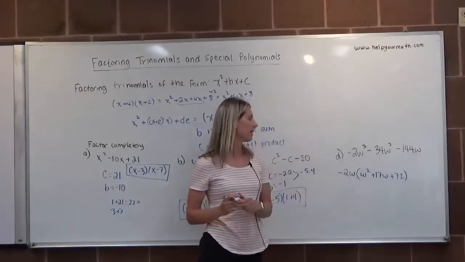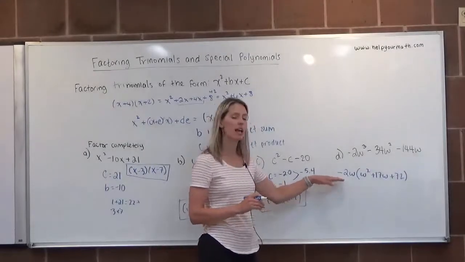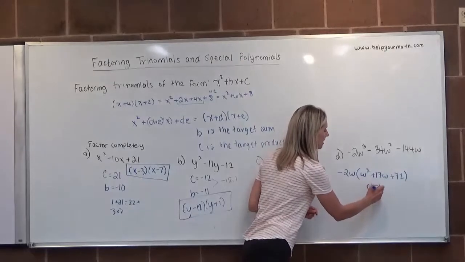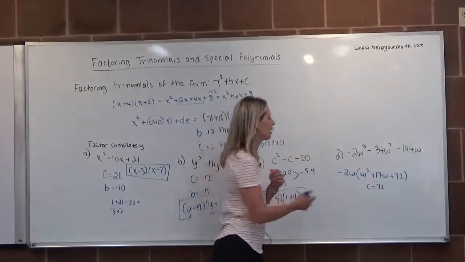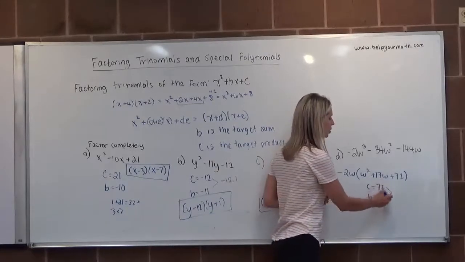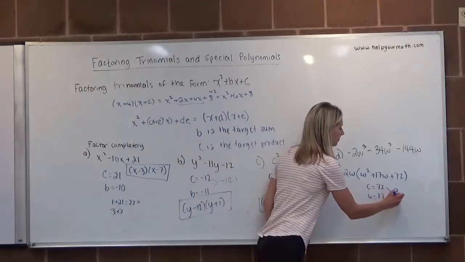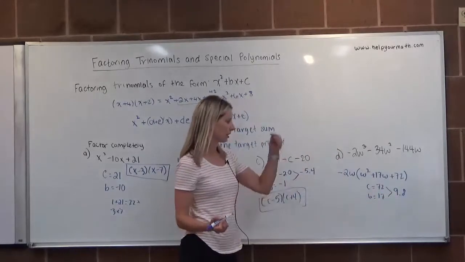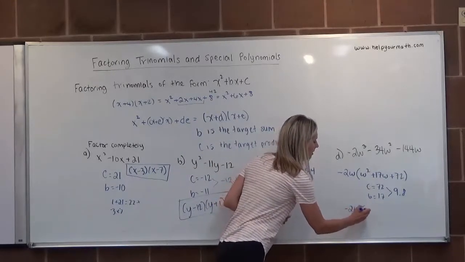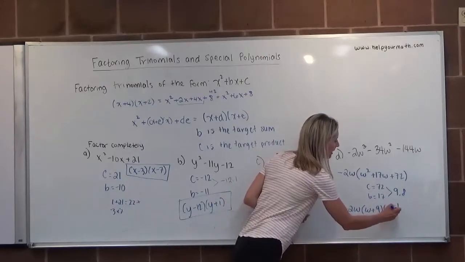Okay, now we need to see if that trinomial inside the parentheses is factorable. With the GCF, we keep bringing it down, but we otherwise ignore it. So our C in this case will be 72, our target product, and our target sum is 17. So we're looking for two numbers that multiply to 72 and add up to 17. The winning combination would be 9 and 8. Okay, so those are going to plug into our binomials, and we'd be left with negative 2w times w plus 9 times w plus 8.